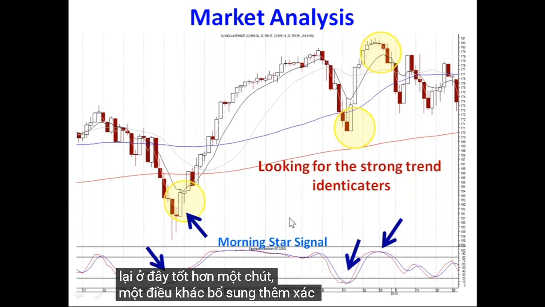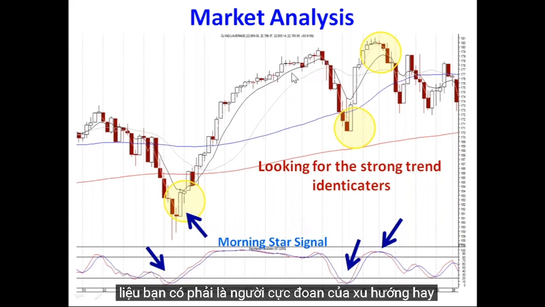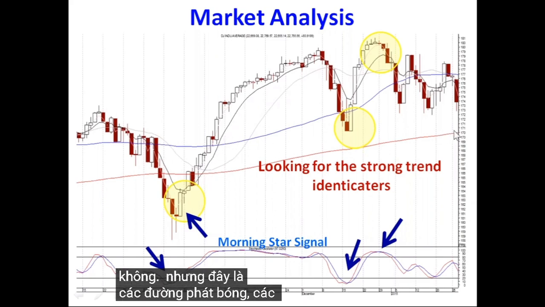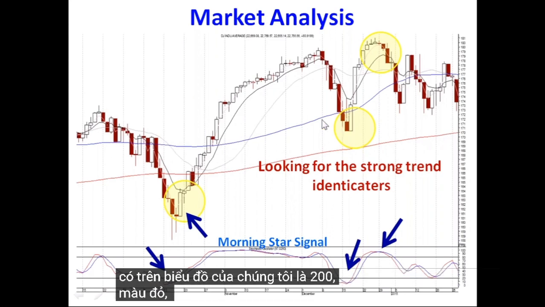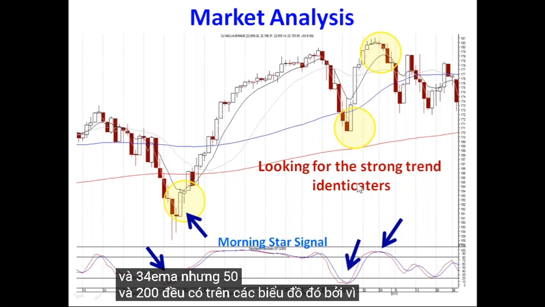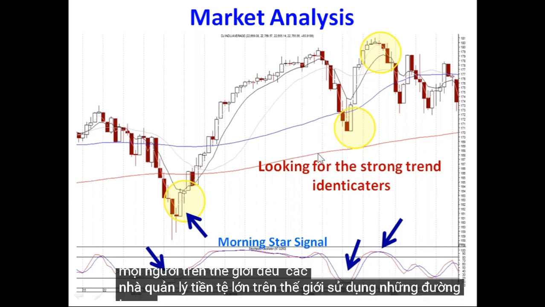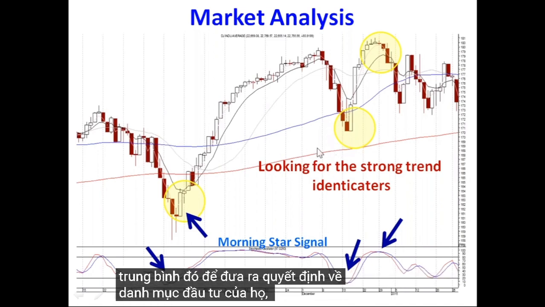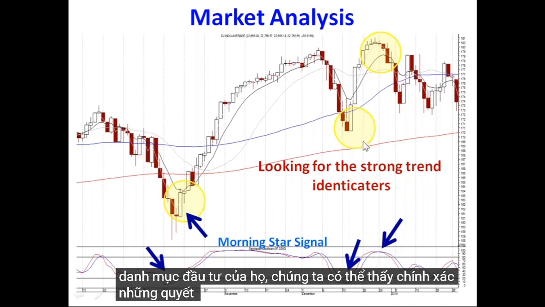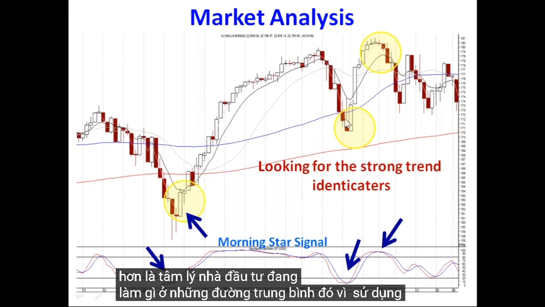Another thing that adds confirmation to whether you're in an extreme of a trend is this right here. We're going to get off base a little bit, but this is the T-line. The moving averages we have on our charts are the 200, which is the red, the blue is the 50-day simple moving average, and the 34 EMA. But the 50 and the 200 we have on those charts because every major money manager in the world uses those moving averages to make their decisions about their portfolio. We can see exactly what those decisions were based upon, again, what the investor sentiment is doing at those moving averages, because that's where everybody's watching.